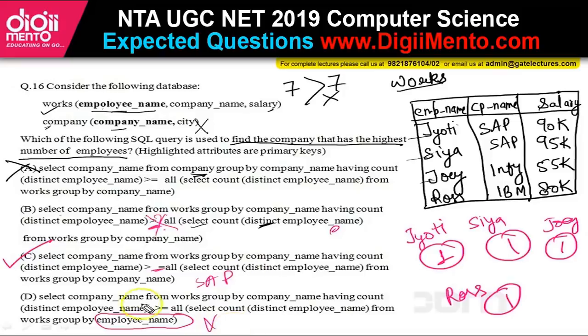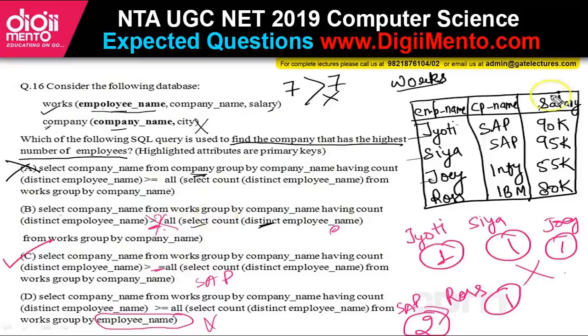Next they are saying group by the company name. The count for SAP was 2. So it should be greater than or equal to all of them. None will be the answer. So this is a wrong query because they are grouping on the basis of employee name, whereas they should group on the basis of company name because we are talking about which company. Okay, with practice you will get these kinds of questions very easily. So C is the right answer here. You can solve this question 2-3 times, then you will get the point.